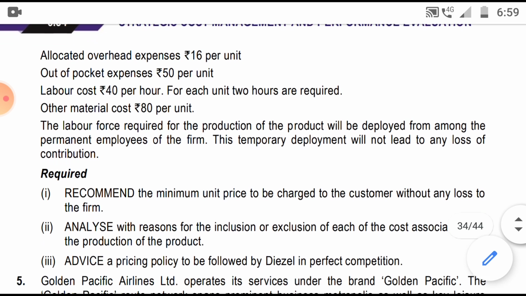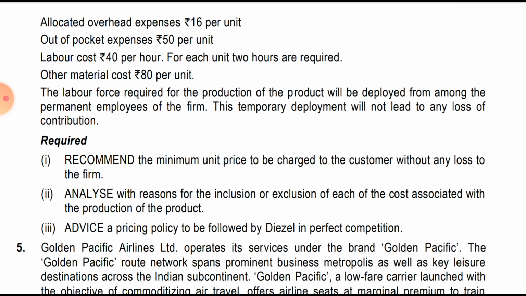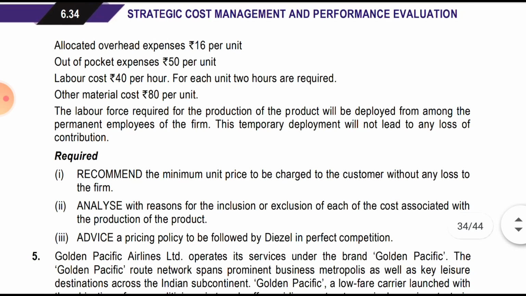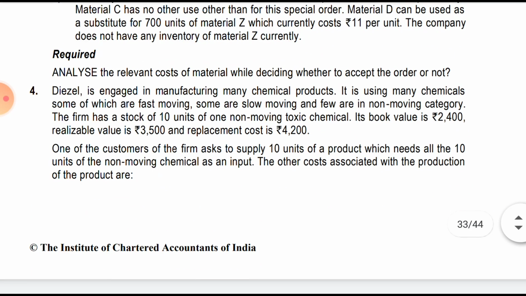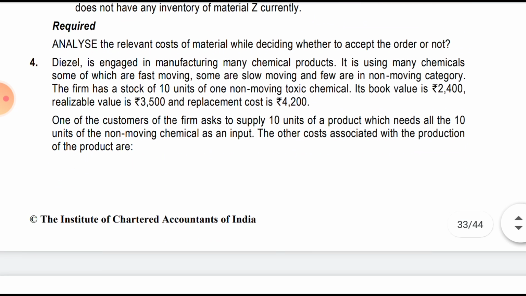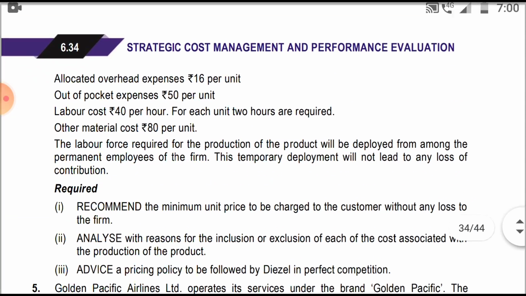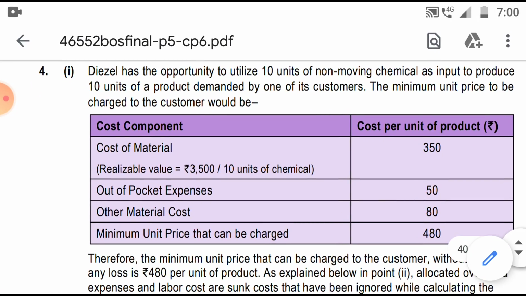So recommend the minimum unit price to be charged to the customer without any loss to the firm. What would be the minimum price to charge? 60 we will not consider, 50 we will consider, 40 we will not consider, 80 we will consider. So 50 plus 80 plus the material: 3,500 for 10 units. So 3,500 divided by 10, so 350 would be the cost of the material for 1 unit. So 350 plus 50 plus 80, it will amount to approximately, we will see the answer.